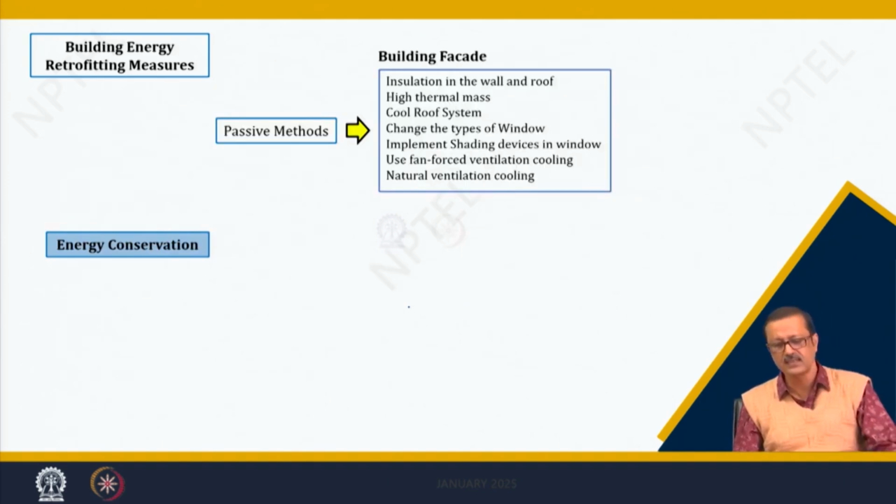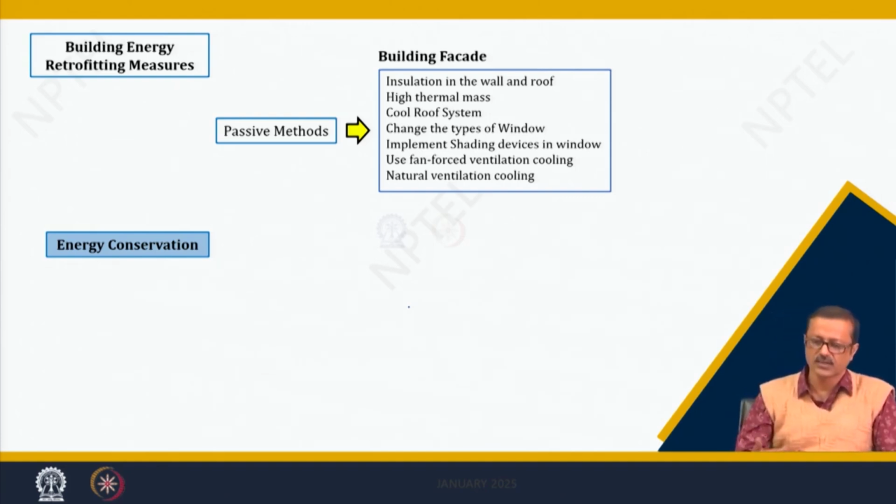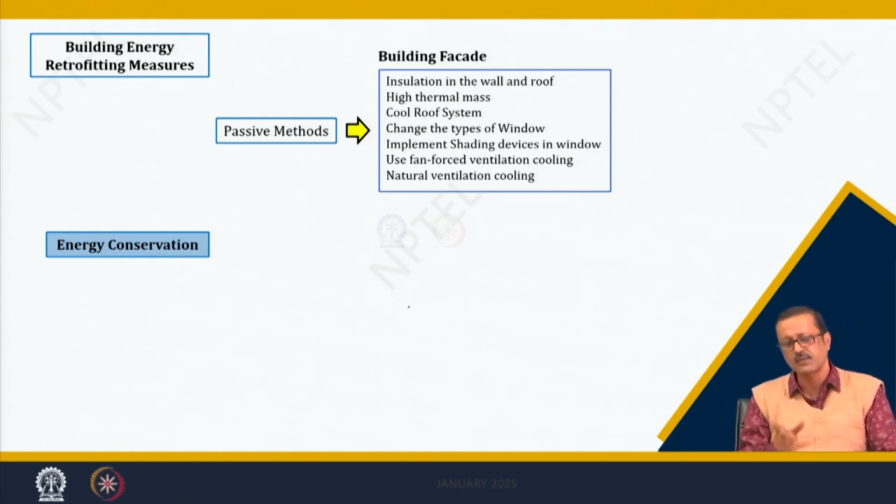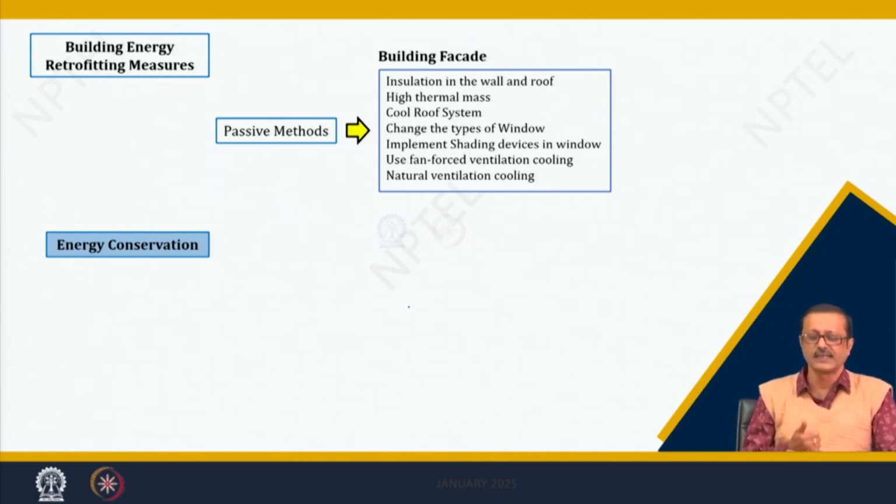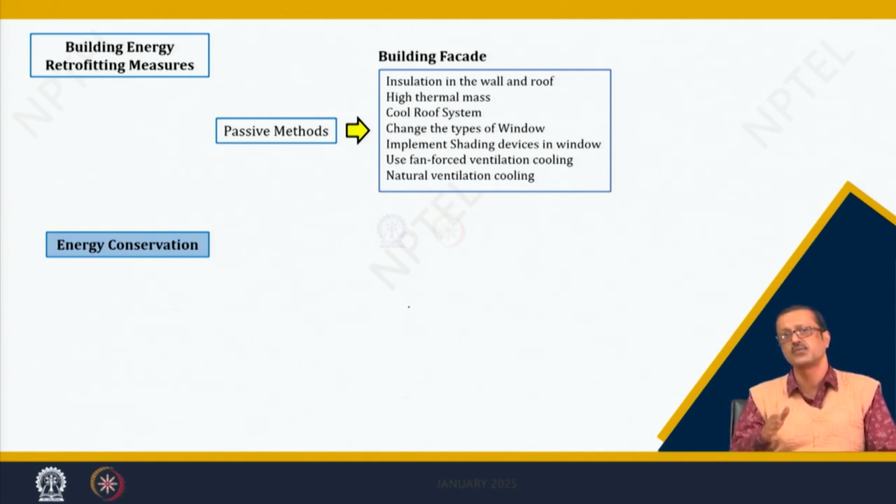So here again, some other way around, we can actually think of some kind of building facade to touch, where I can go for some kind of insulation. Just as I have told you, I can go for some high thermal mass wall. I can increase the thermal mass of the wall, that will delay the propagation of the heat. We can go with some kind of cool roof systems. We will discuss the cool roof system in the next lecture. We can change the type of window. We can implement shading devices in the window.